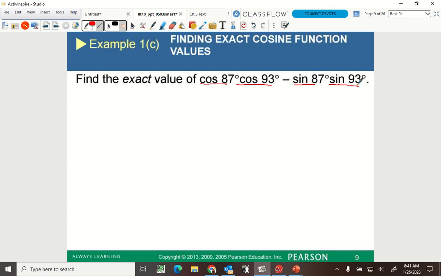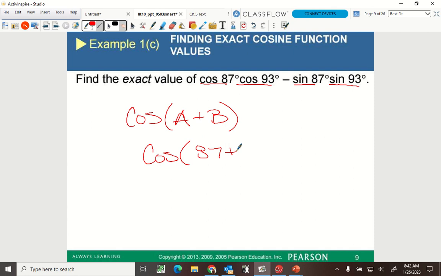Alright, so the formula that this is actually using is cosine of, it's going to be what? A, right? If you're using the notes, it's A and B. If you're using the reference sheet, it's S and T. So plus B. And in this case right here, my A value is what? 87. So it's going to say the cosine of 87 plus, what's B in this case? 93. And what am I going to do with those two values? I'm going to add these because it says add them. So 87 plus 93 is going to give me 180.